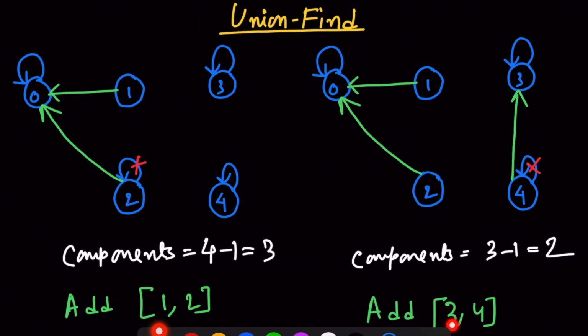Next we are adding 3, 4. 3's representative is 3, 4's representative is 4. So we have to do the union. We can do anything, like 4 pointing to 3 or 3 pointing to 4. Here we are doing 4 pointing to 3 because both have the same rank or the same size.